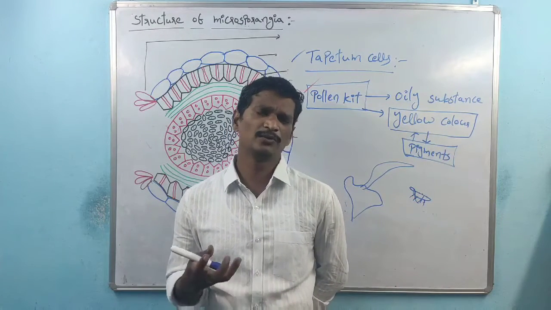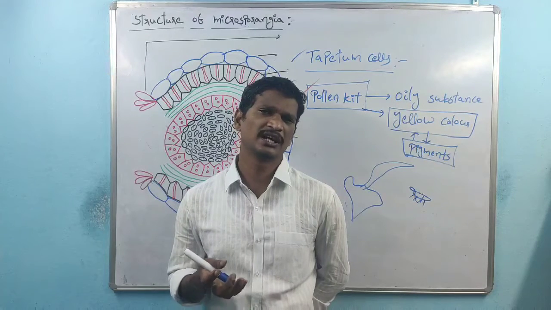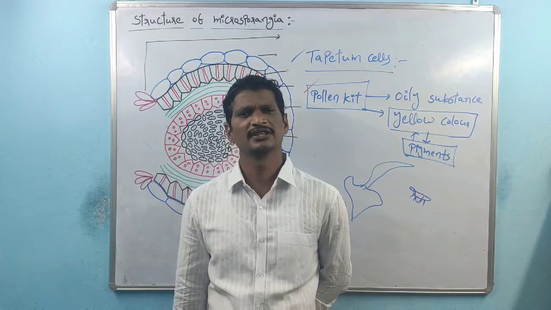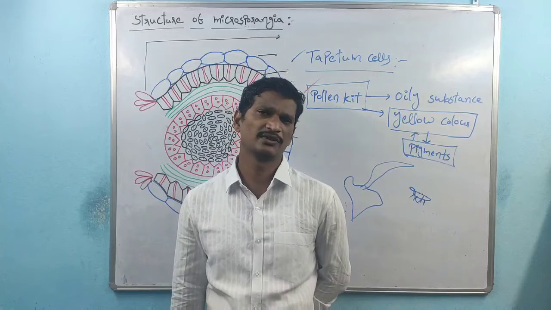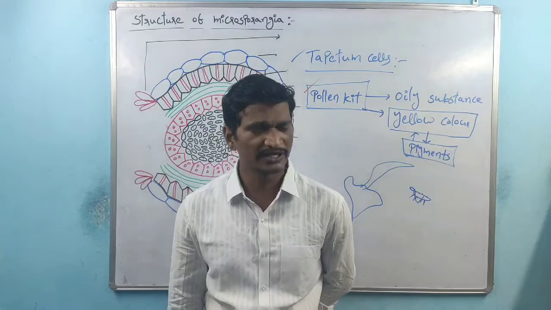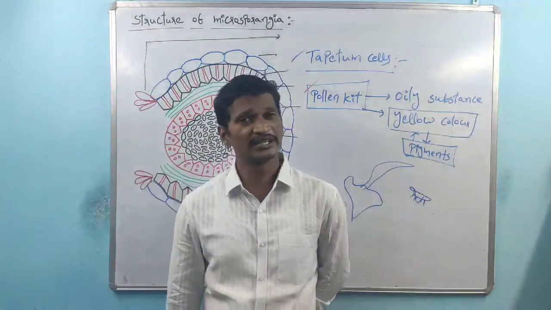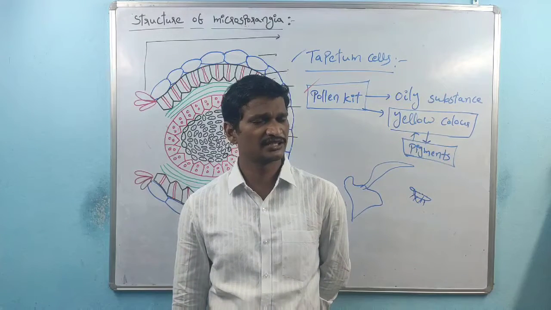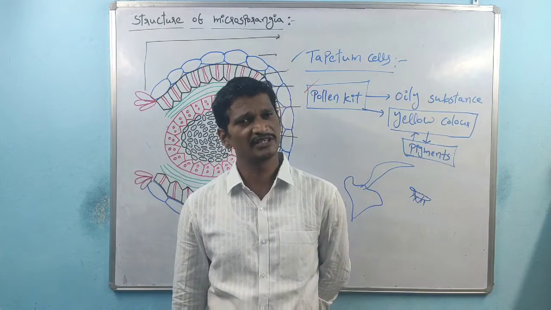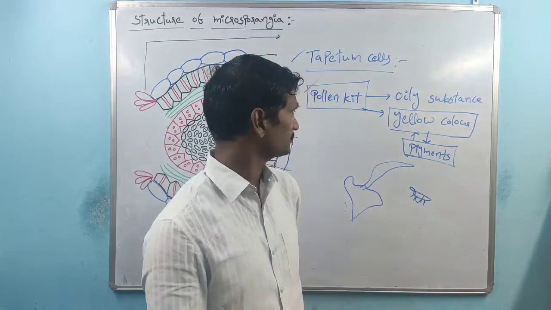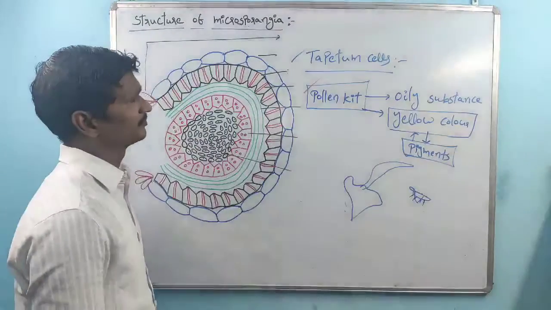So what I am telling here is that when the pollen grains have yellow color, the yellow color easily attracts the insects. Then the pollen grains are attached to insects, and insect pollination takes place. So within pollen kit, there is the oily substance and the yellow color substances. These are nothing but pigments, which have yellow color to attract the insects, right? So that is about the tapetum cells.